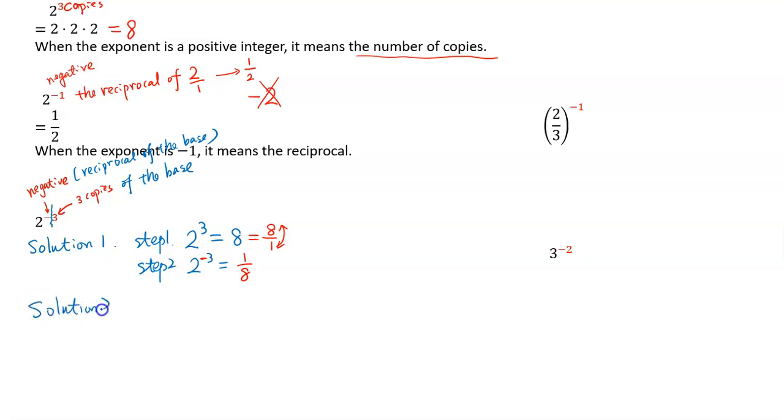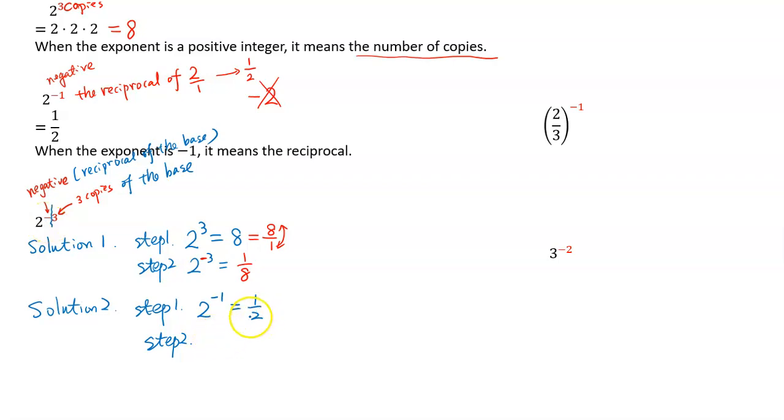Now solution 2, we can change the order of the operations. So first I'm going to deal with this minus sign. That means we're going to have to do 2 to negative 1, which we just did right here. 2 to negative 1 means the reciprocal of 2, which is 1/2. And in step 2, we're going to deal with that 3 in the exponent.